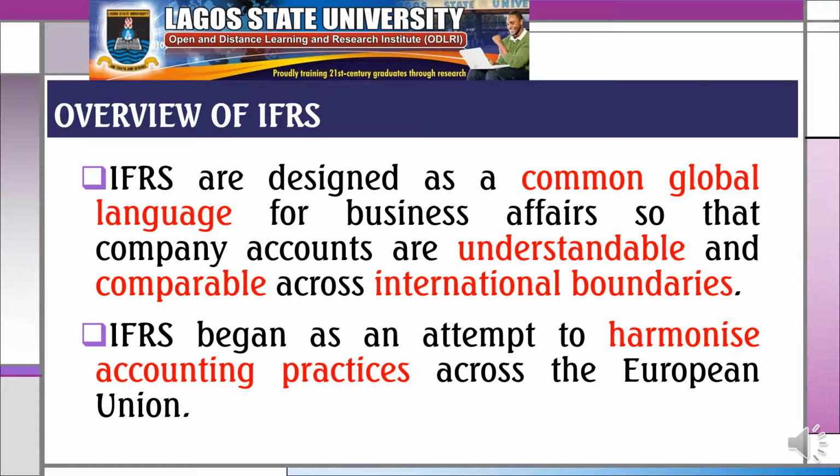So IFRS began as an attempt to harmonize accounting practices across the European Union. The European Union is a union of countries in Europe. Members of the European Union include France, Germany, Belgium, Austria. Presently, the United Kingdom is also a member. Italy, Spain, Portugal are members of the European Union. And that was where the experiment of IFRS started. So, as one common political and economic bloc, they wanted to evolve a practice where the financial statements prepared in different countries that belong to that bloc can be compared and effectively harmonized.